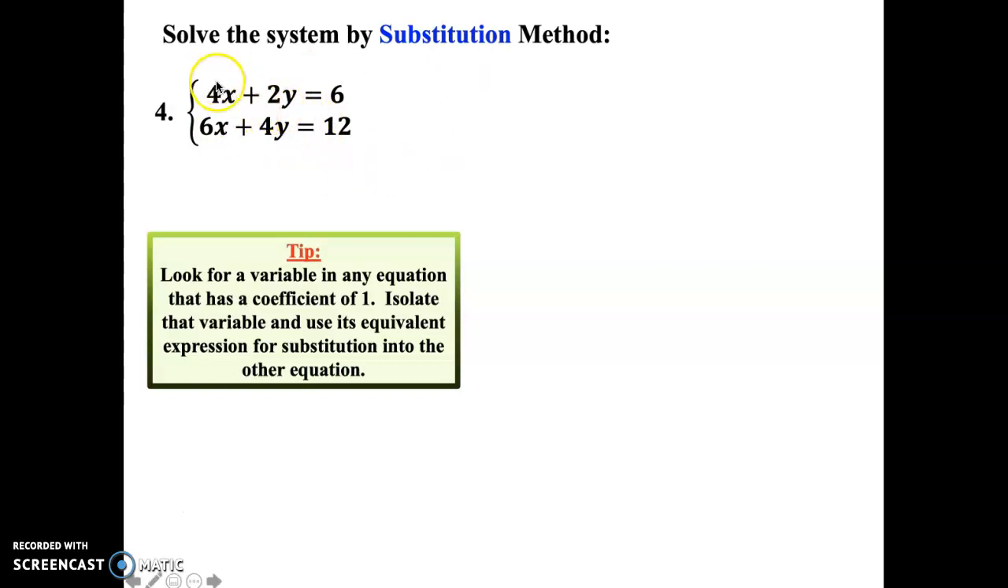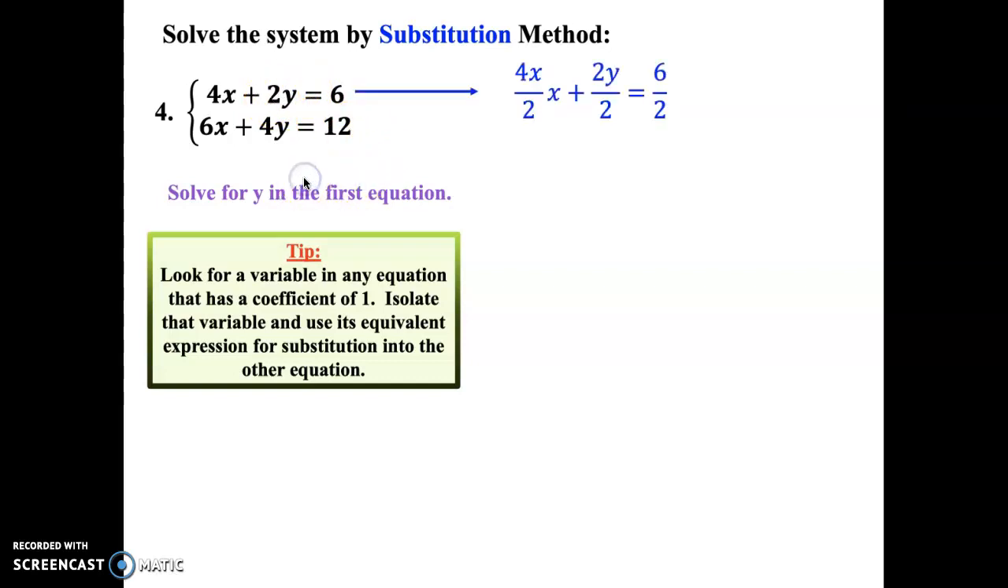In this equation here, if I divide by 4, 2 and 6 are not divisible by 4. If I look at the 2, if I divide everything by 2, well, 4 is divisible by 2, and 6 is divisible by 2. So that's what I'm going to do. I'm going to attack the first equation, and I'm going to solve for y in that first equation. So I'm going to divide everything by 2, which gives me 2x plus y equals 3. I'm going to solve for y, so I'm going to subtract 2x from both sides, and now I have solved for y in the first equation.